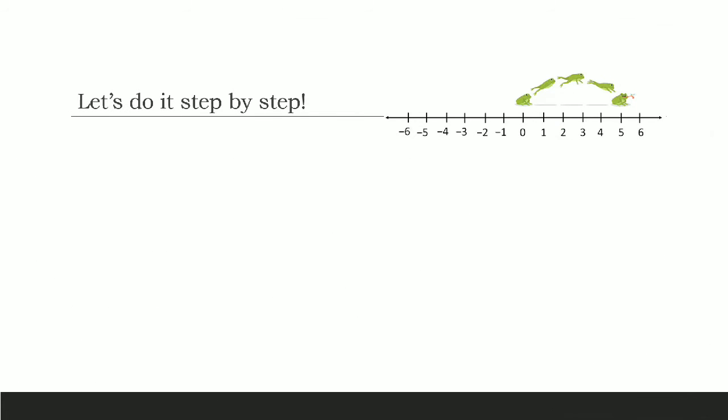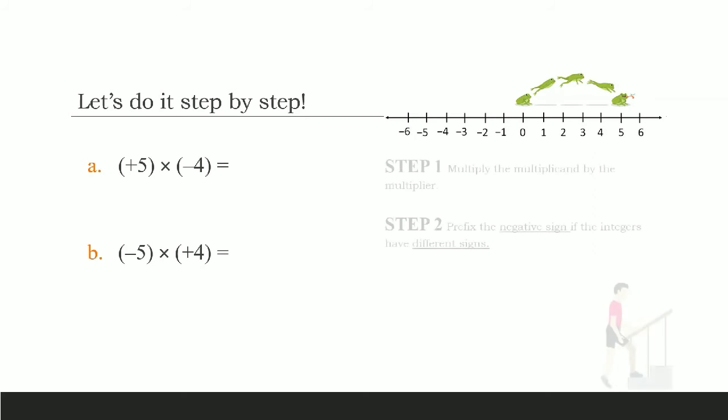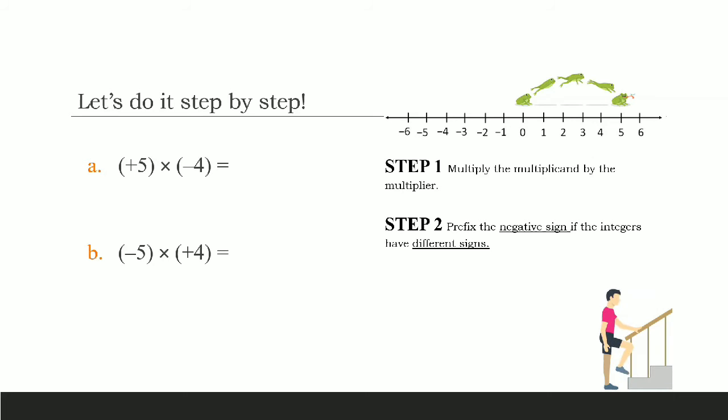Now, let's do it step by step. A is positive 5 times negative 4. Our answer will be negative 20. Negative 5 times positive 4. Our answer will be negative 20. Let's do it step by step. Our step 1 is always multiply the multiplicand by the multiplier. Our multiplicand is positive 5. On the letter A ha. Dito po tayo titingin sa letter A. Tuturo ko. Ito po, letter A. Dito po muna tayo tumingin.